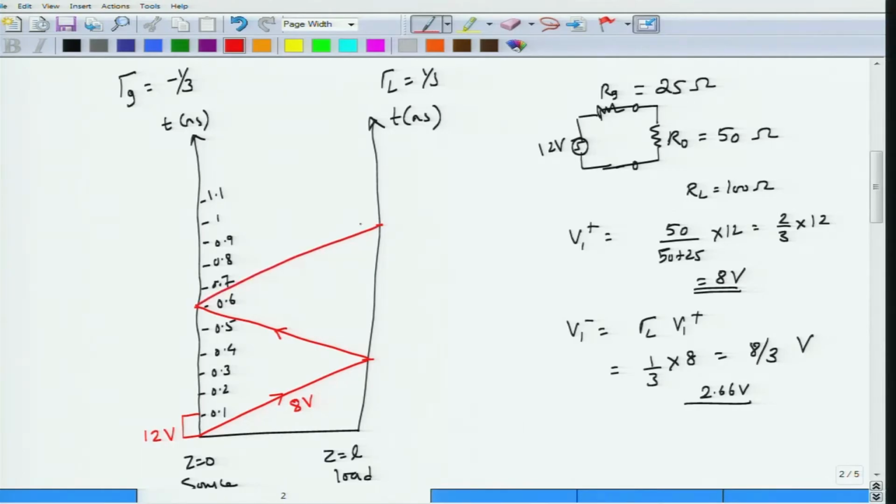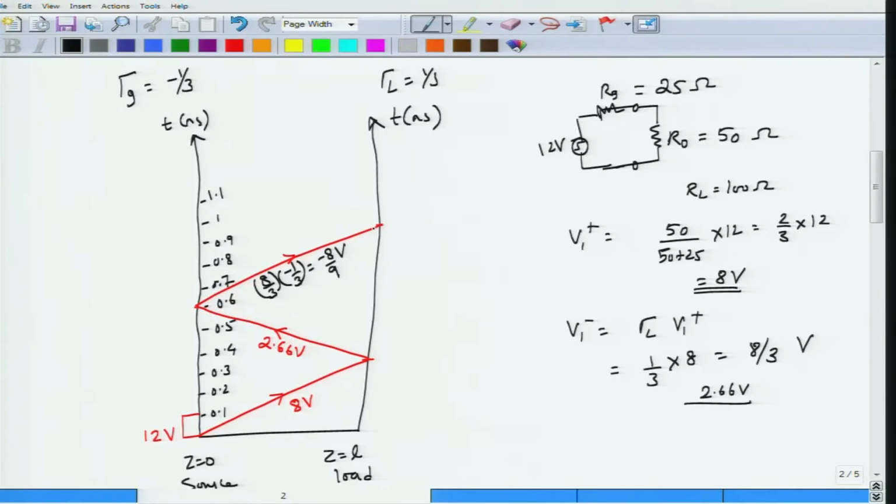What is the value that is reflected here? So this is 2.66 volts or 8 by 3 volts, and the value that goes over here will be 8 by 3 into minus 1 by 3, which is minus 8 by 9 volts. So it's actually negative and it is a very small number. So it's minus 8 by 9 volts. Okay. So I hope I have got all the numbers correct over here.